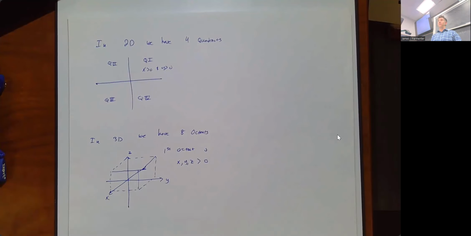If I was going to describe a different octant, I would say I want the octant where x is positive and y is positive and z is negative to describe the one down there. That's how we would do it. We wouldn't try to be like octant 7. Okay.